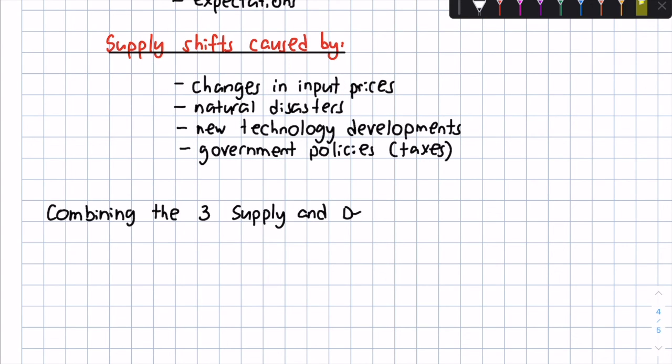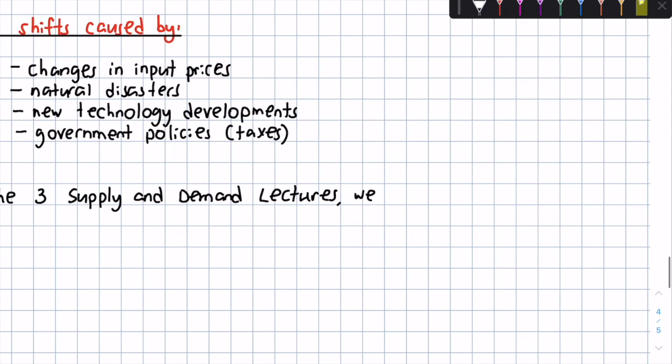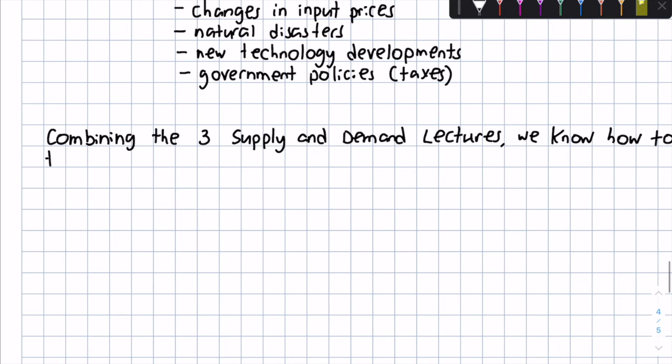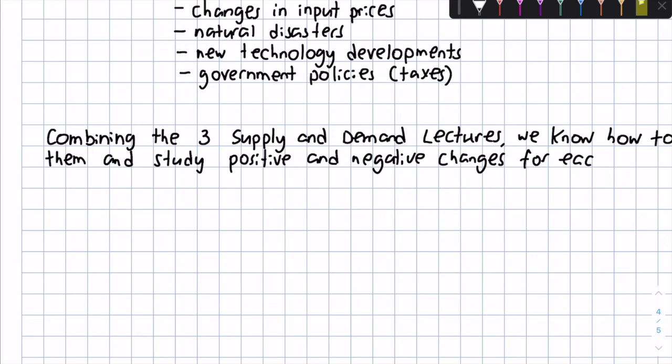So when we combine the 3 supply and demand lectures, we know how to analyze them now and study positive and negative changes for each curve and be able to shift them and see how these changes unfold.